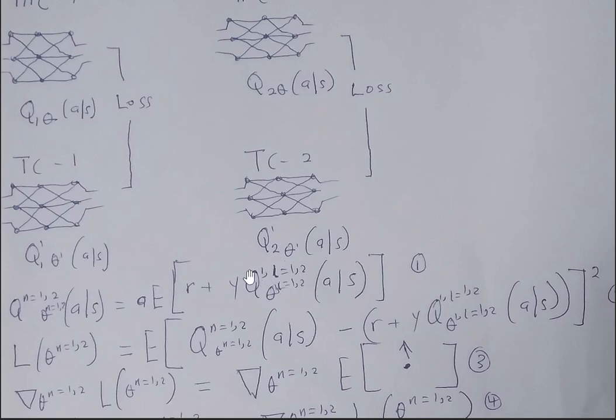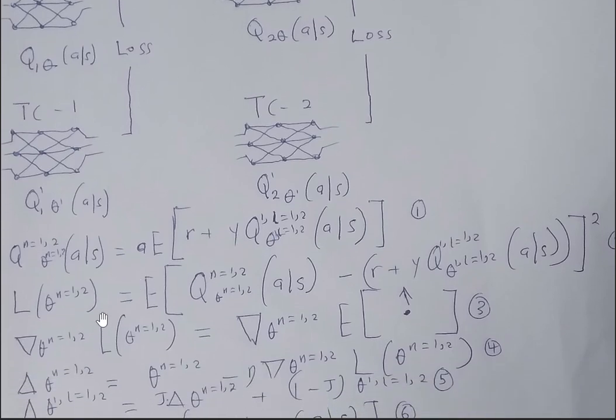Now there is a Q prime, and this is l equals 1 and 2. Here we have Q1 and Q2, so we don't want to write 1 and 2. We denote it with l, and we bring 1 and 2 here. Remember that when l is equivalent to 1, we are talking about this expression, and when l is equivalent to 2, we are talking about this expression. So now that we know the target and the predicted, we can compute the loss.